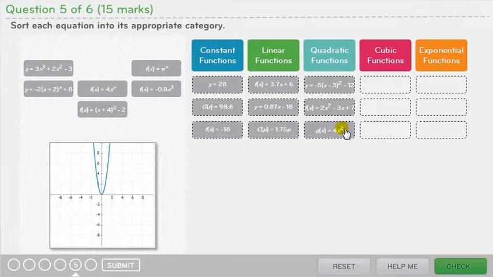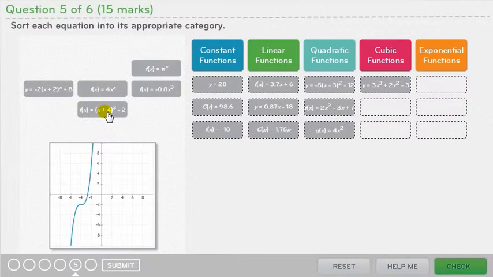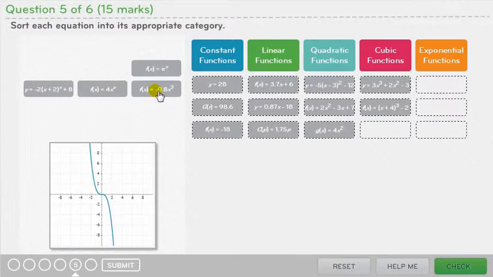Cubic functions form S-shaped graphs, and they have x raised to the highest power of 3. Y equals 3 times x to the power of 3 plus 2x squared minus 3 forms that S-shaped graph, and it has x raised to the highest power of 3. F of x equals x plus 4 all cubed minus 2 is also a cubic function with x raised to the highest power of 3 and that S-shaped graph. And lastly, f of x equals negative 0.8 x cubed is a cubic function.